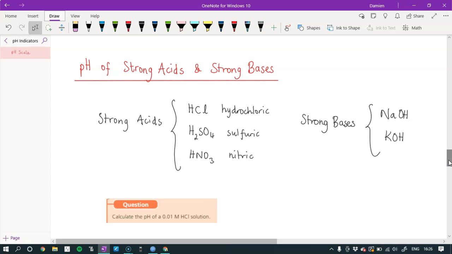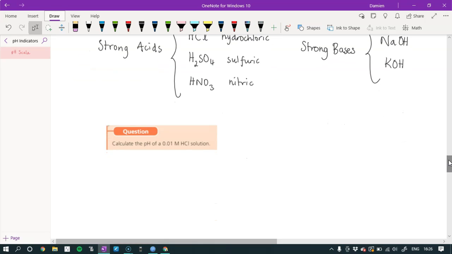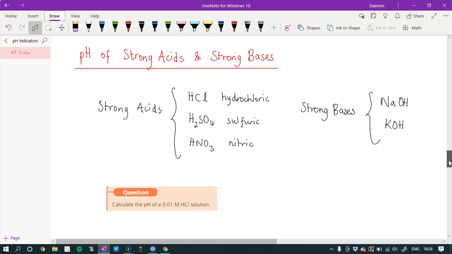We have hydrochloric acid and sulfuric acid, HCl and H2SO4, and nitric acid then at the end, and then strong bases would be hydroxide compounds with maybe sodium or potassium in them. So there are examples of strong acids and strong bases. Now what we'll do is have a look at a quick calculation. So let's look at this first question.